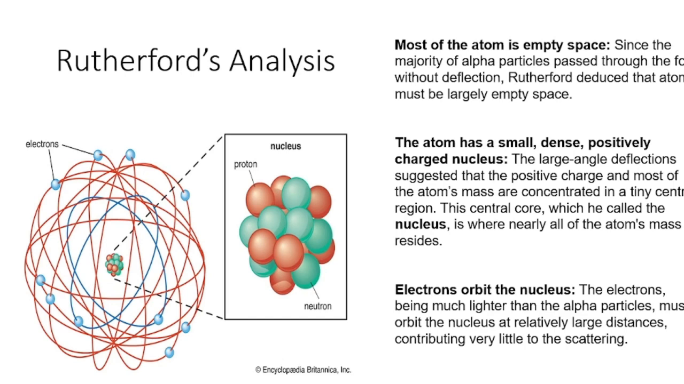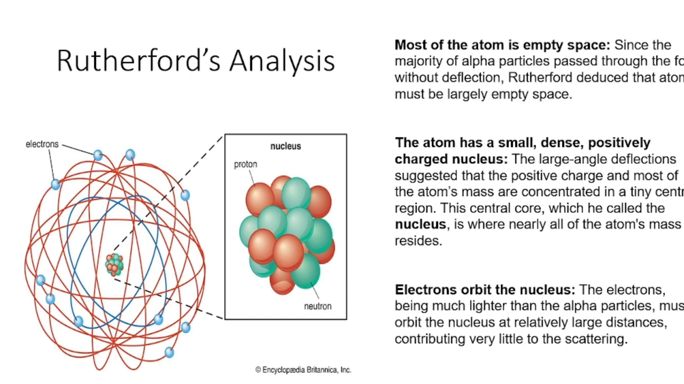His second analysis is, the atom has a small, dense and positively charged nucleus. That is again based on the large angle deflection of an alpha particle. So that suggests that there must be a very heavy positive charge situated at the center of the atom with a very small volume. This central core, he called a nucleus, where nearly all of the atomic mass resides.